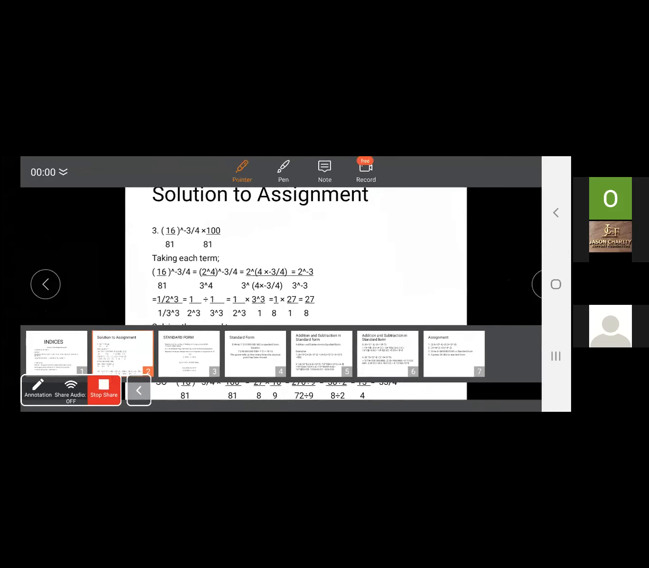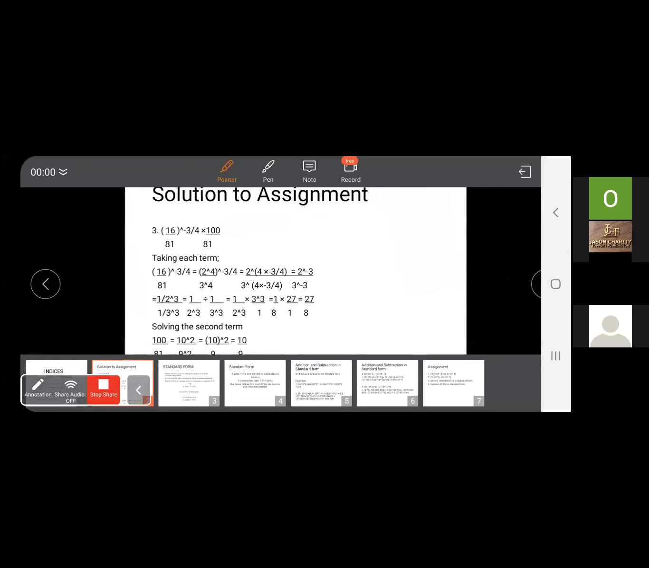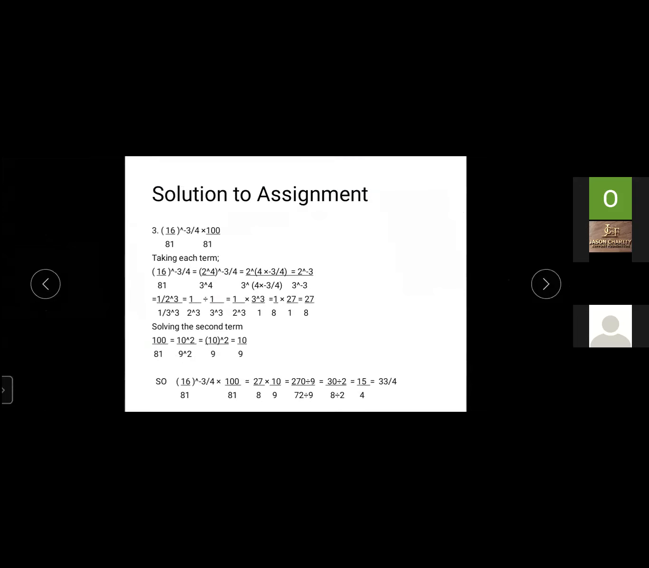Maybe when you watch the recorded class online, if you have any question, you can drop it in the comment section. I'll try to check it out. So I'm moving to question 3, the solution to the assignment given last week.